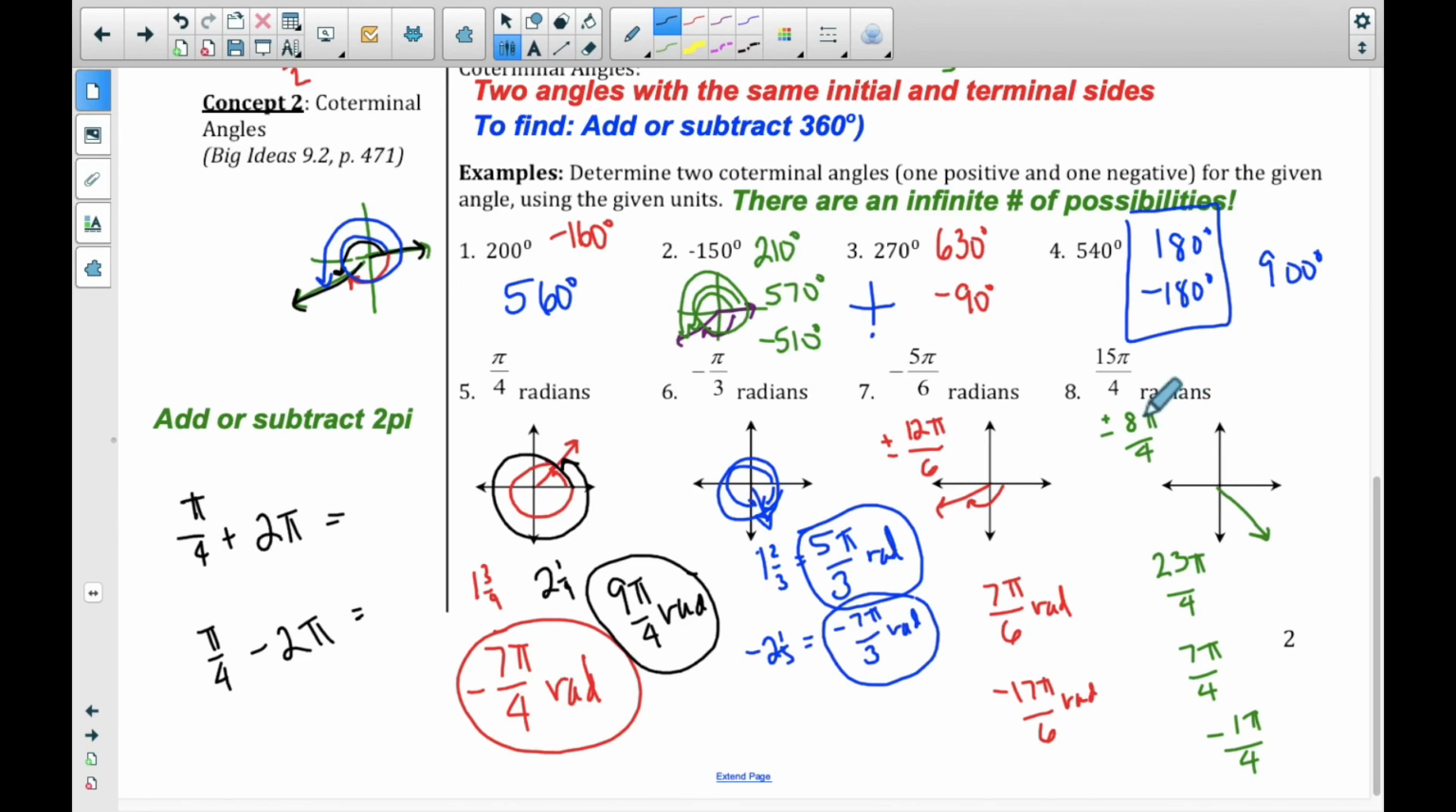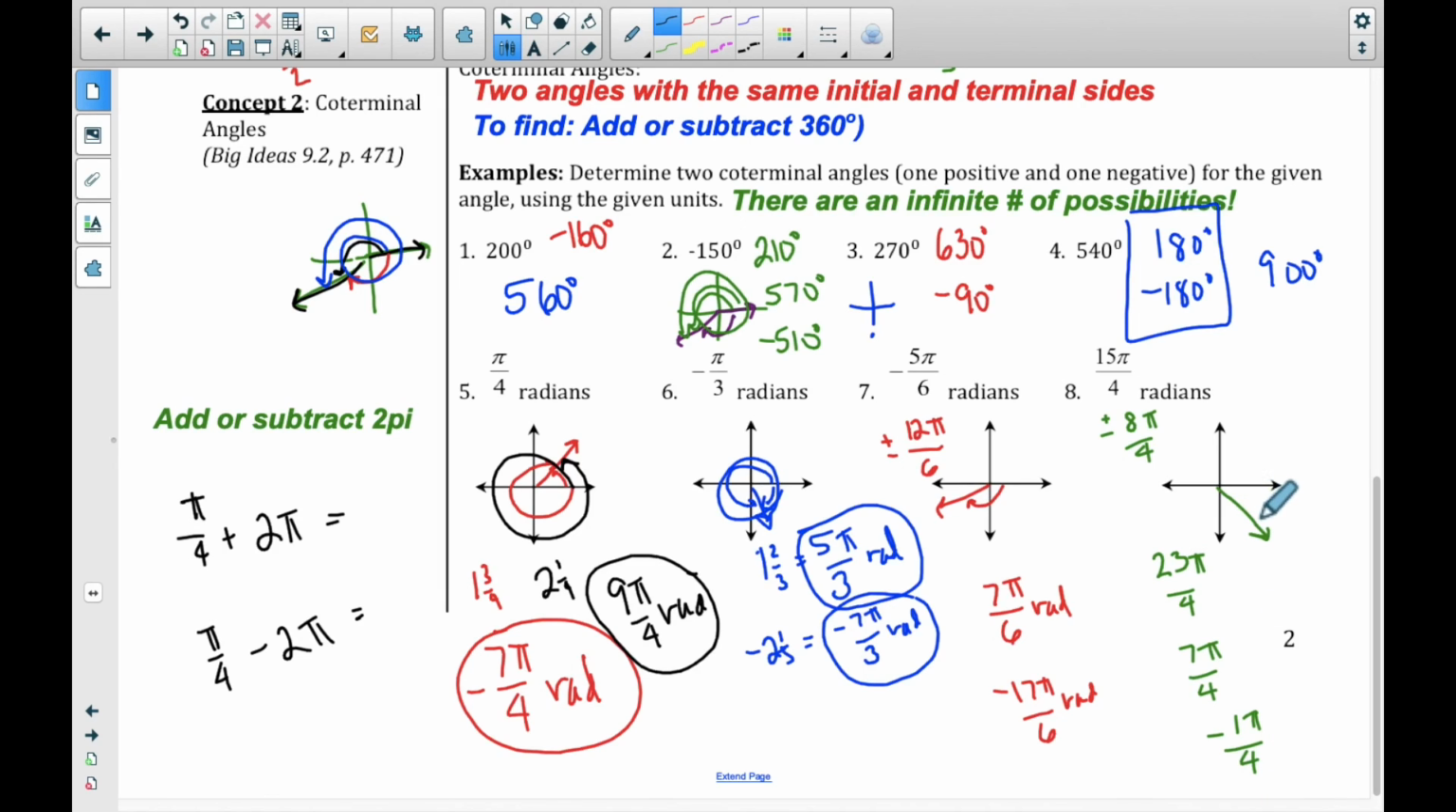Okay, on this one it was in terms of fourths, so that's 8 pi over 4, adding and subtracting. If we add 8 pi over 4, we get 23 pi over 4. If we subtract 8 pi over 4, we get 7 pi over 4. And then the answer says we have to have one positive and one negative, so I'm going to subtract another 8 pi over 4, and I get negative 1 pi over 4.